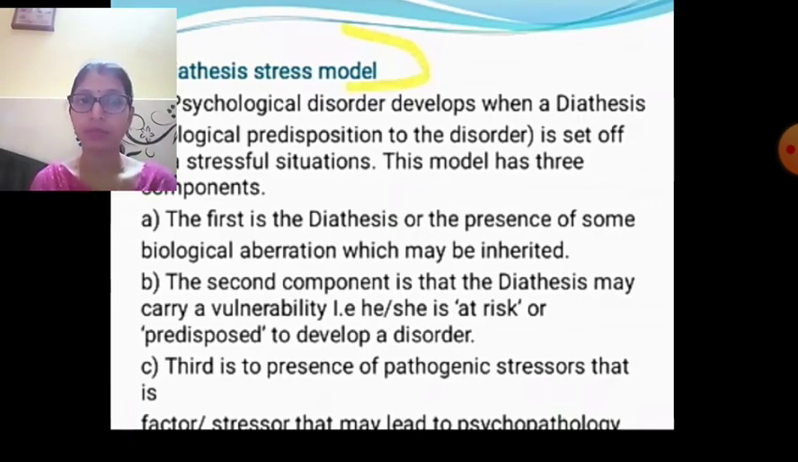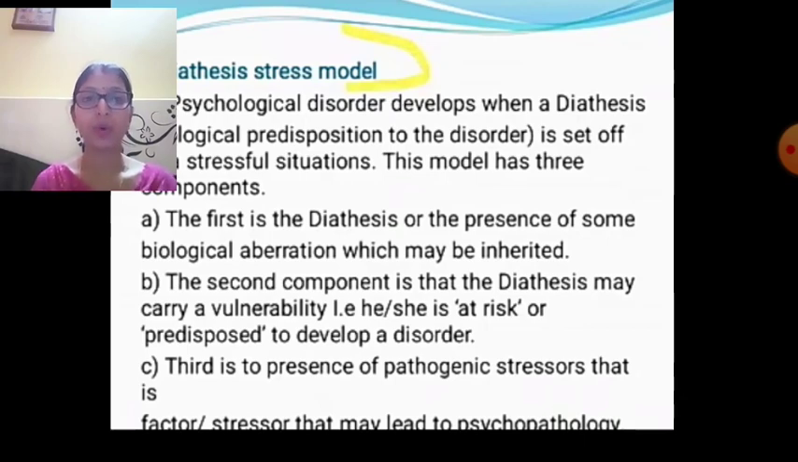This is the whole model. This is the whole concept of this model, the diathesis-stress model. It is very recent and a little bit confusing, but this model has been applied to several disorders, for example anxiety, depression, schizophrenia, and almost all of the disorders. So this is all about the models, the underlying factors, the causes of the disorders.